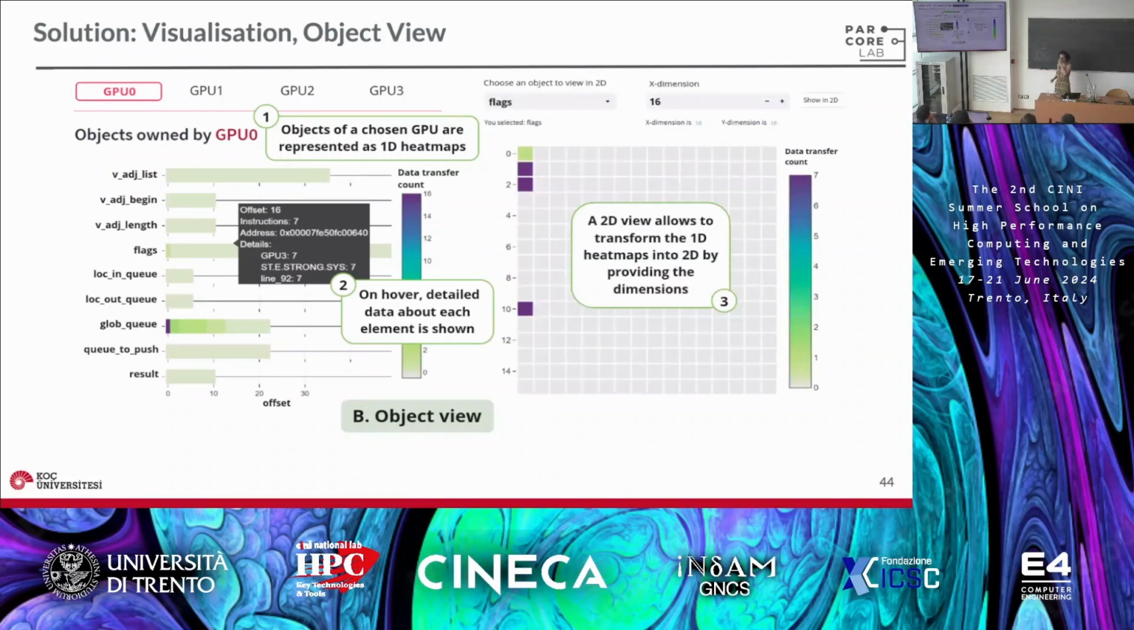Not all the data is one-dimensional, so we added a 2-dimensional view. If you enter the dimensions, it will visualize data in 2D, and it will also highlight which part of the data is touched during communication.